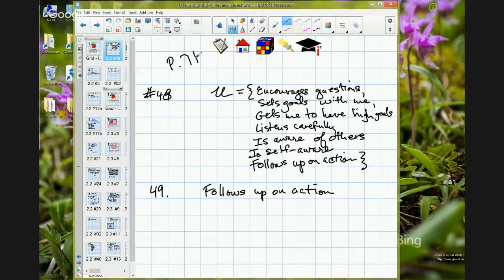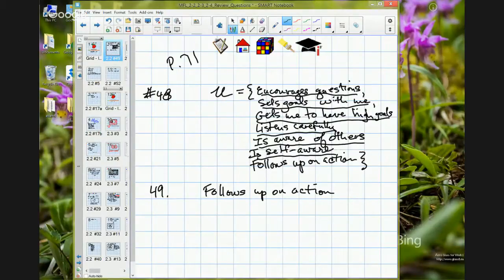So first of all, a universal set would have to have all the things in the first column. So here they are. Here's the first one: encourages questions. The second one: sets goals with me. The third one: gets me to have high goals. The fourth one: listens carefully. The fifth one: is aware of others. And the last one in the first column is self-aware.